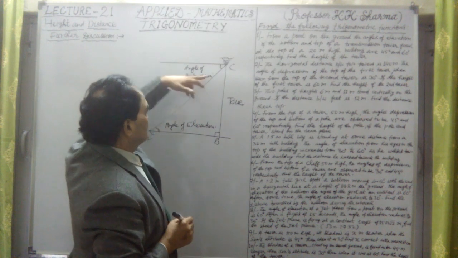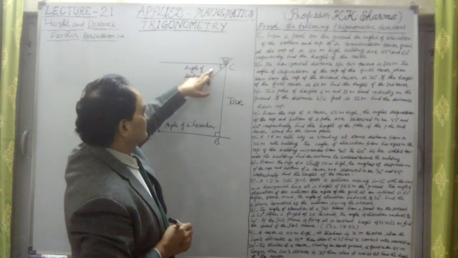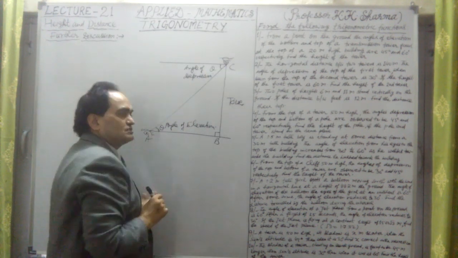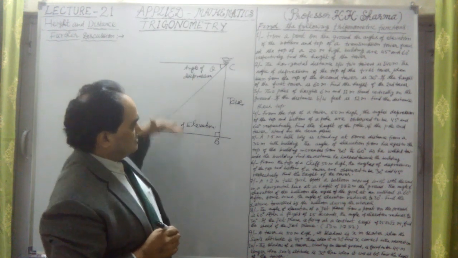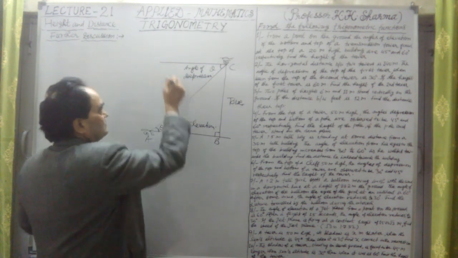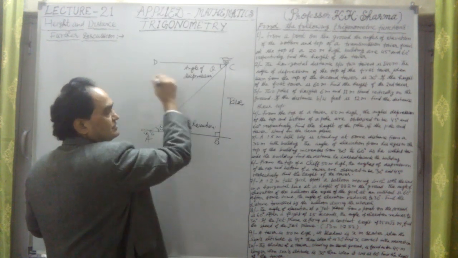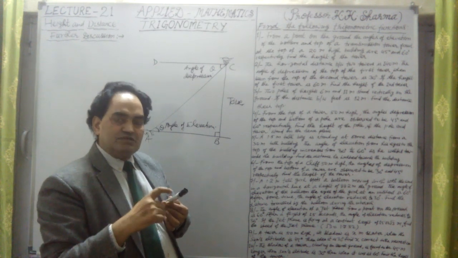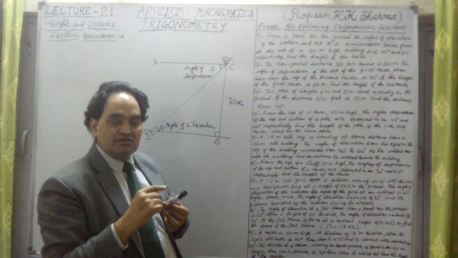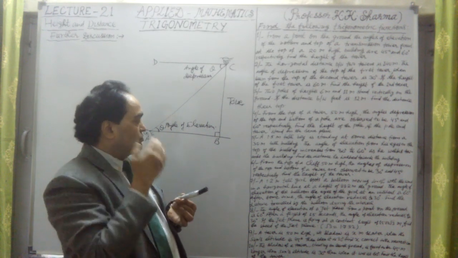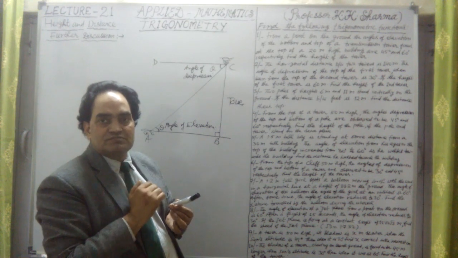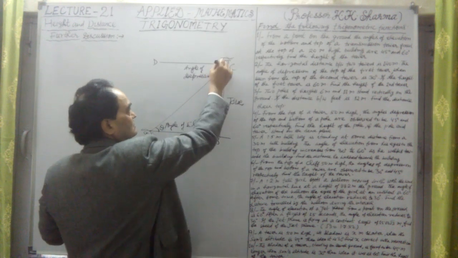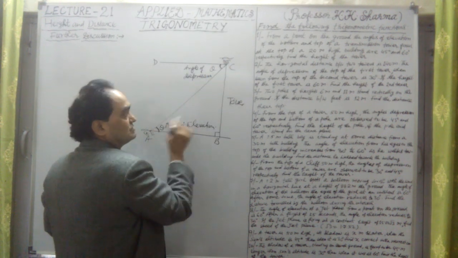Now, as I told you, these angles are alternate interior angles. This angle is equal to this angle. If this is angle theta, this is also theta. The reason is these two parallel lines, AB and CD. When a third line intersects two parallel lines, the angles made by this intersecting line above and below those parallel lines are known as alternate interior angles. So this angle equals this angle.